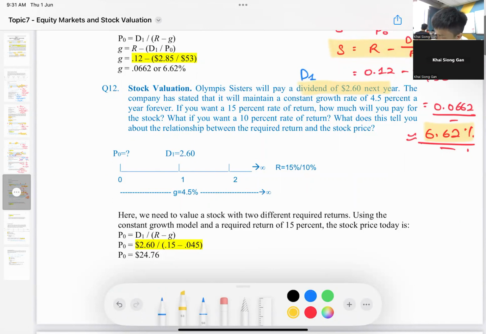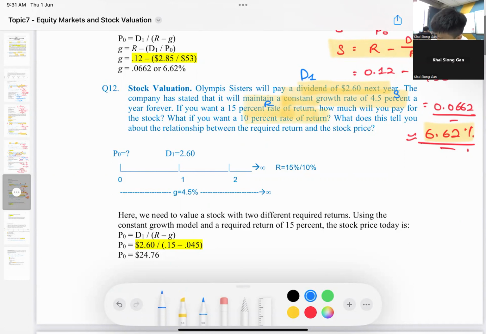The company has stated that it will maintain a constant growth rate of 4.5%. So easy, all these questions. Okay. A year forever. If you want a 15% rate of return, R, how much will you pay for the stock? How much will you pay? Okay, what if you want a 10% rate of return?